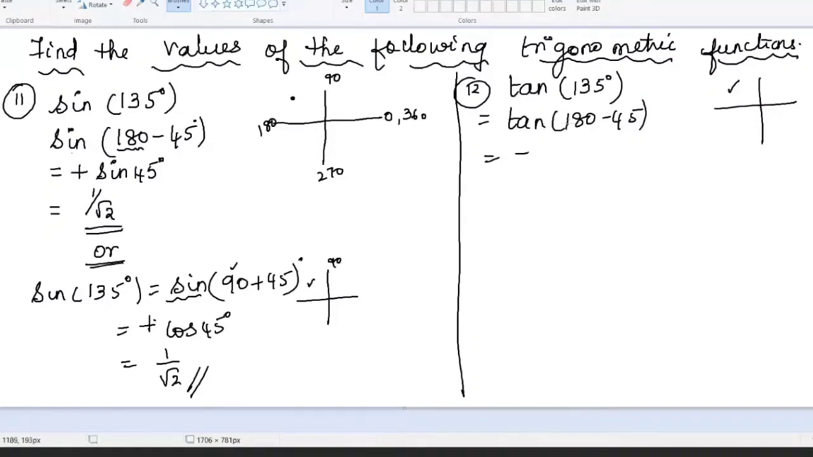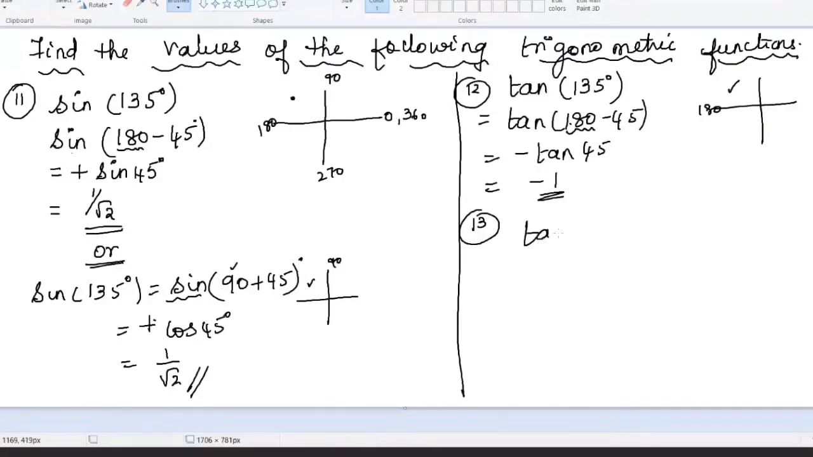Next I say 180 lies on the sleeping line. Sleeping line, no change to cofunction, so tan 45. Tan 45 I know is 1. So therefore my answer will become minus 1. You can also write 90 plus, so you'll be getting minus cot 45. That is also the same answer. Yes, going to the next question.